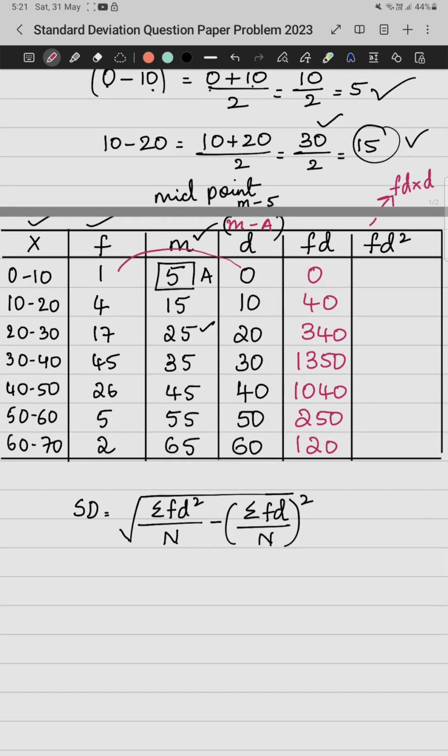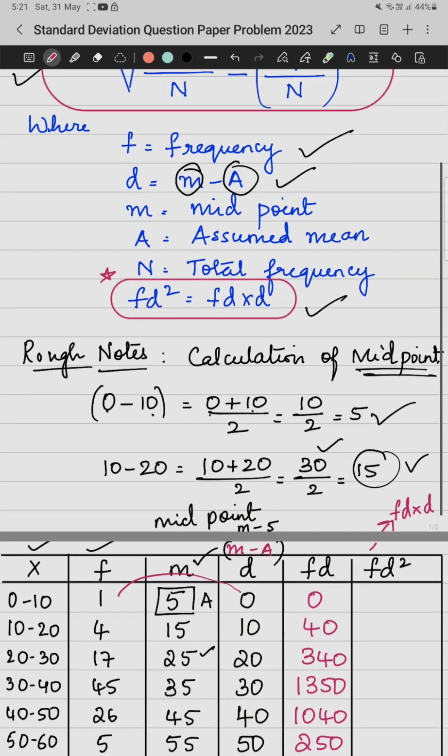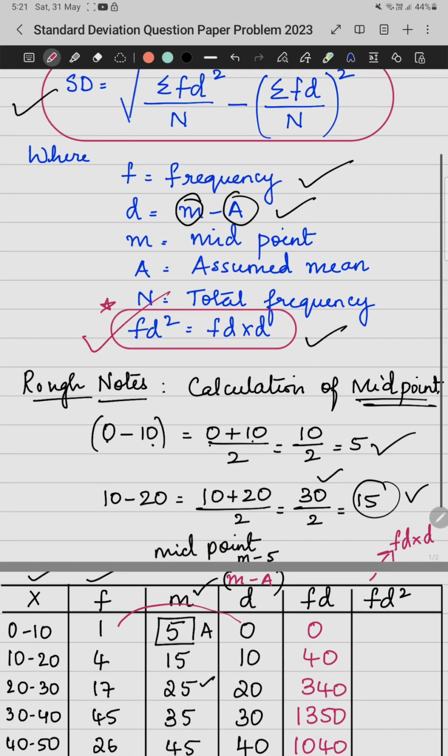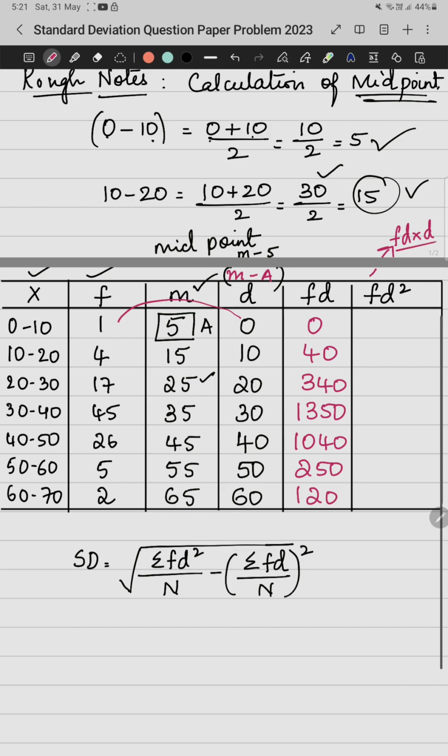Then I mentioned previously FD square. FD square is FD into D. Most of them make a mistake here. FD square is FD into D. Please don't take it as FD into FD. That is wrong. It is FD into D, because it is D square. D is twice, F is not twice. D has to be written twice.